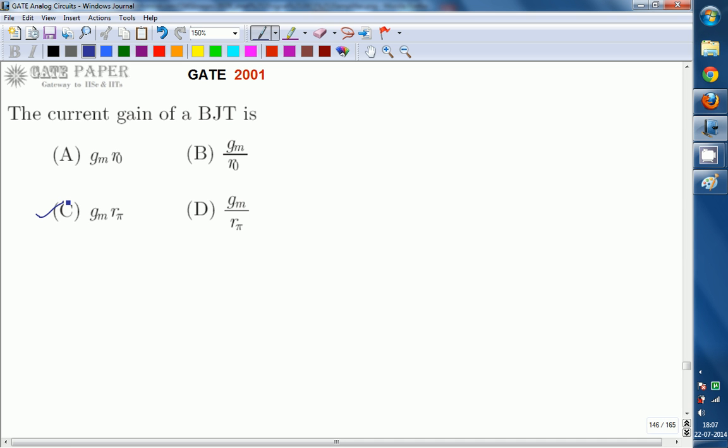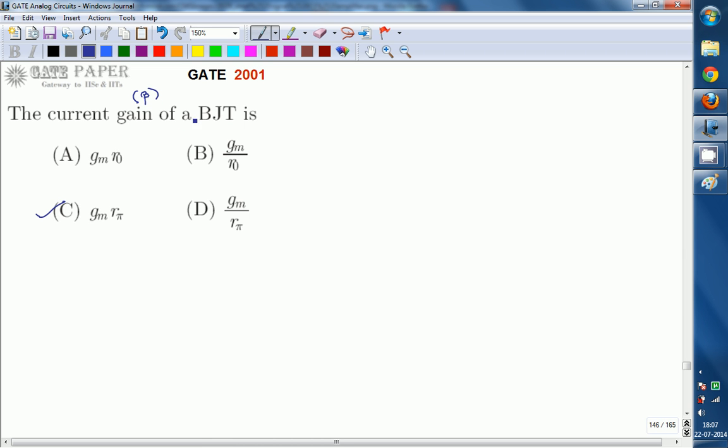remember this one, we will go with a short derivation which includes the concept. So we will go through the concept, we will do a small derivation. From that we are going to find this current gain of a BJT, beta is equal to gm by R pi. Okay, so current gain of a BJT is nothing but simply beta.